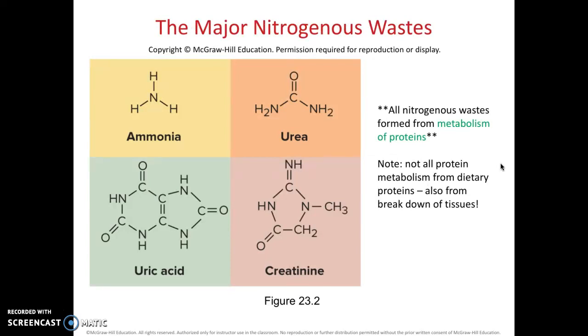So we said that they eliminate nitrogenous wastes. And nitrogenous wastes come in four main forms in humans. And these are ammonia, urea, uric acid, and creatinine. So all nitrogenous wastes are formed from the metabolism of proteins. But not all of the protein metabolism comes from dietary proteins, but also the breakdown of tissues. So you could have an increase in creatinine even if you're not ingesting very much protein, and that's one of the landmark diagnostic tools of certain conditions like rhabdomyolysis and things like that.